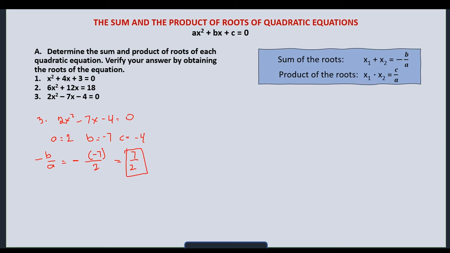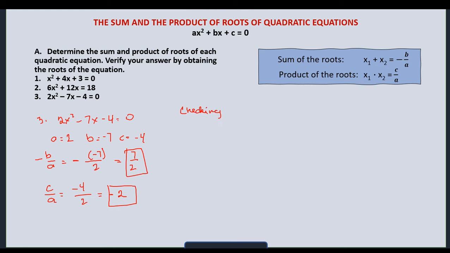For the product of the roots, we have c over a. So c is negative 4 over a is positive 2 equals negative 4 divided by 2 is negative 2. So this is now our product of the roots. To verify our answer, let's do some counter checking.